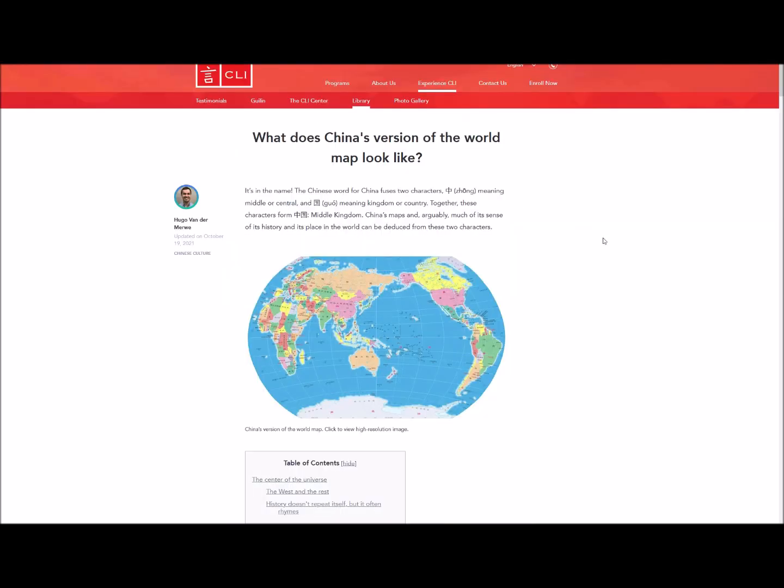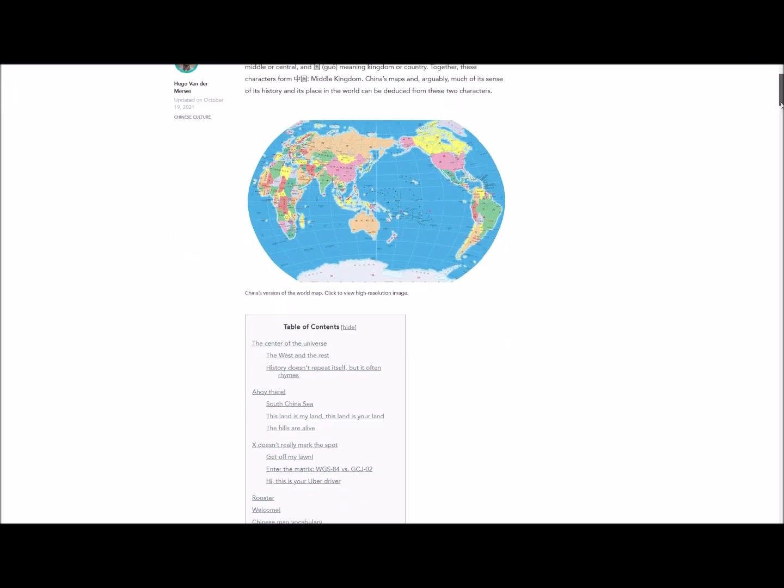Anyway, this one here, what does China's version of the world map look like? This is somebody who's been to China and knows Chinese public schools, and this is the map that they use in the Chinese public schools. Now, I don't know what projection this is. There are a lot of projections that have a similar outline. I don't think it's an equal area projection. It's probably a compromise between the two.